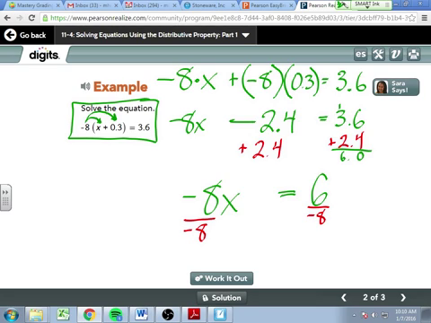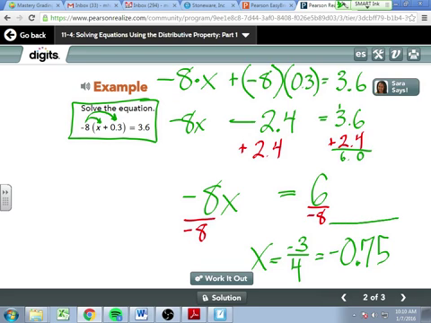A coefficient is the number that multiplies by your variable. We can write it in fraction form, or we can write it in decimal form. Either way, they are the same.